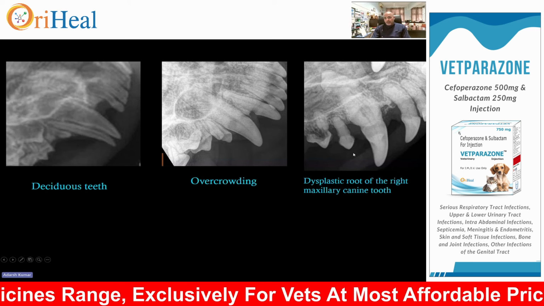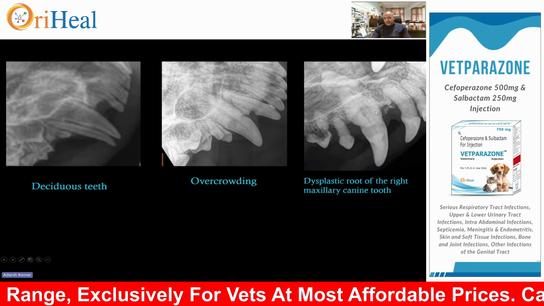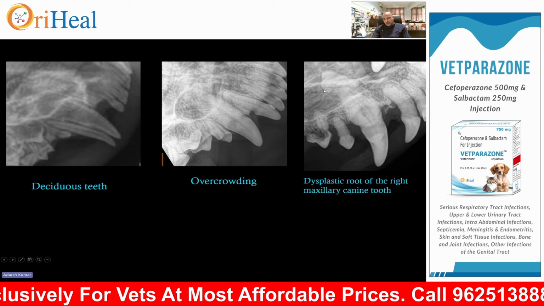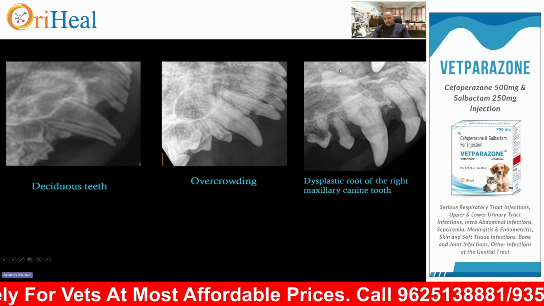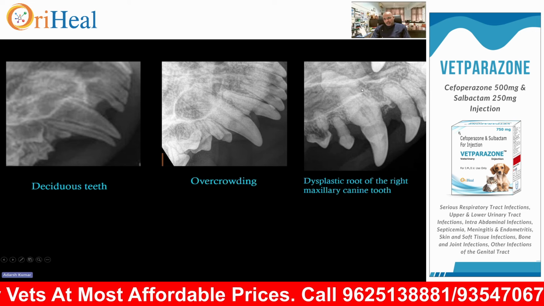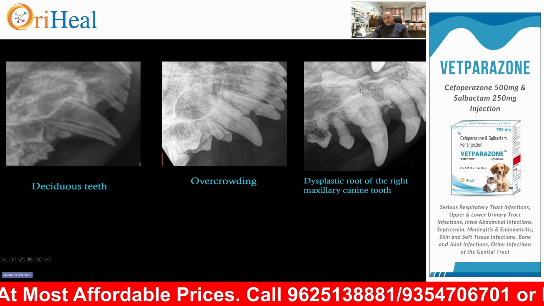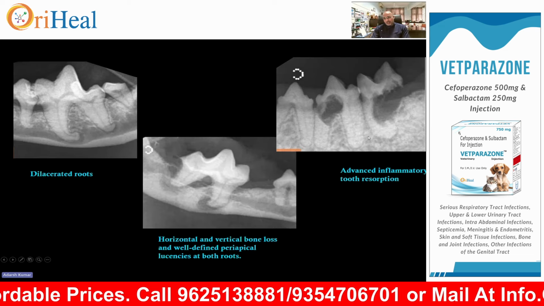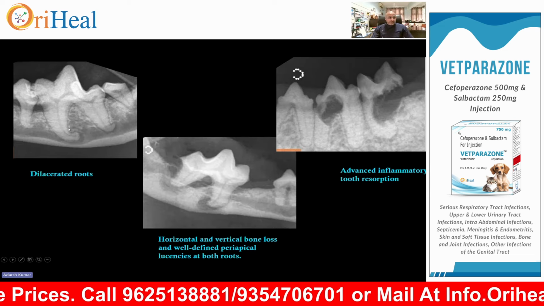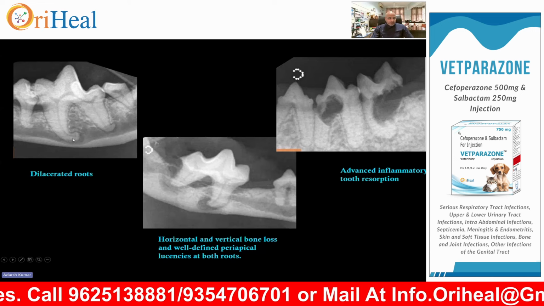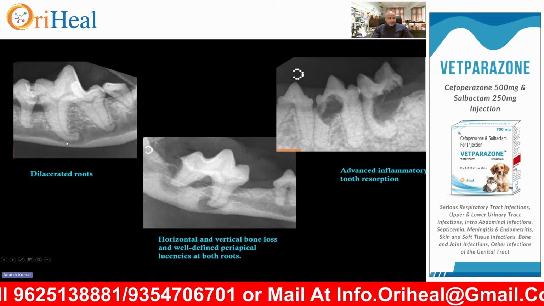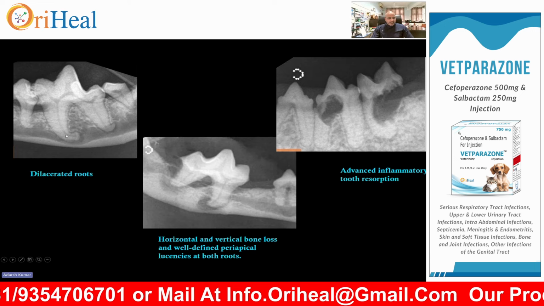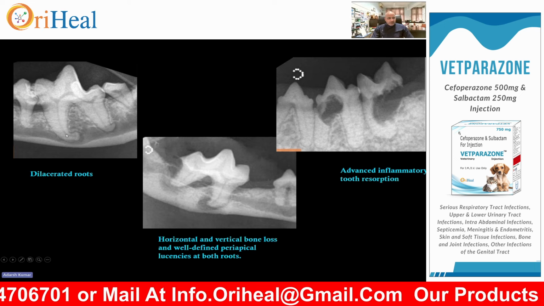Then dysplastic root of the right maxillary canine. This is the canine. Can you see the canine and the root? And you see this area which is questionable. This is a dysplastic root of the right maxillary canine. Again, a very common finding. In that case also the tooth has to be removed. Can you see this should be normal here, but it is twisted. This is a delacerated root.